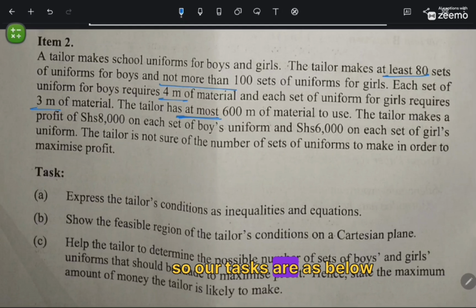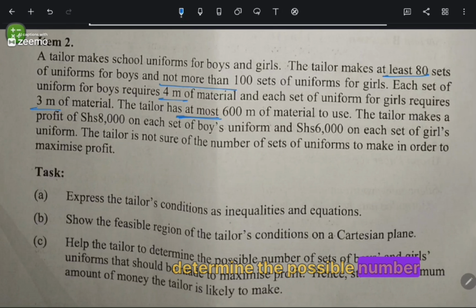So our tasks are as below. Part A. Express the tailor's conditions as inequalities and regions. And part B is requiring us to show the feasible region of the tailor's condition on a Cartesian plane. And then part C says, help the tailor to determine the possible number of sets of boys and girls uniforms that should be made to maximize profit.